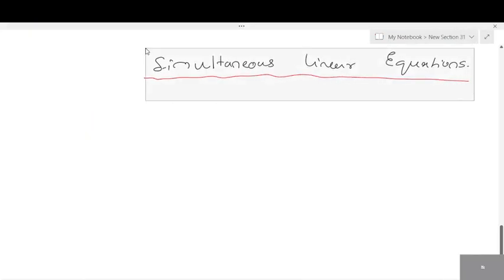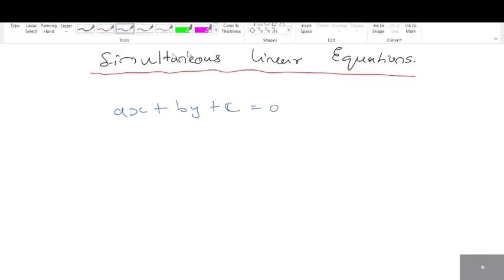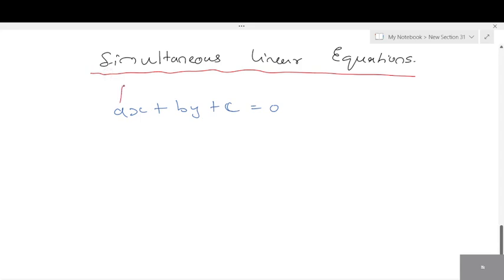Okay, we'll start with simultaneous linear equation, students. Last year you would have studied linear equations, even this year, basic linear equation questions. Simultaneous linear equation is nothing but two equations. The equation should be in the form of ax plus by plus c is equals to 0. Here a, b, c are constants, numbers, and x and y are variables.